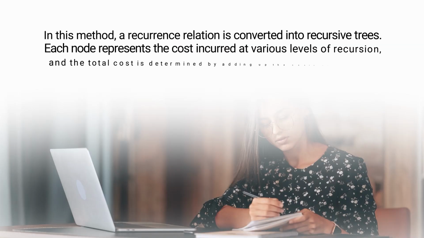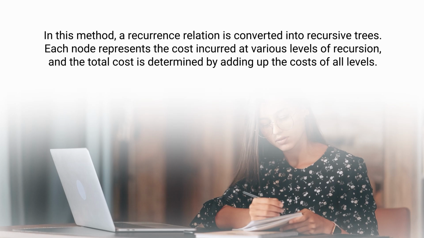In this method a recurrence relation is converted into a recursive tree. Each node represents the cost incurred at various levels of recursion, and the total cost is determined by adding up the cost of all levels, because in this recursion tree method we make a tree and at each level we calculate the cost, and after adding the cost of all levels we can get the overall time complexity or overall space complexity also.